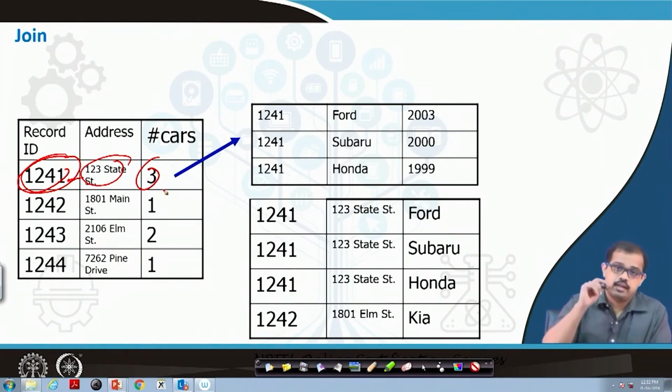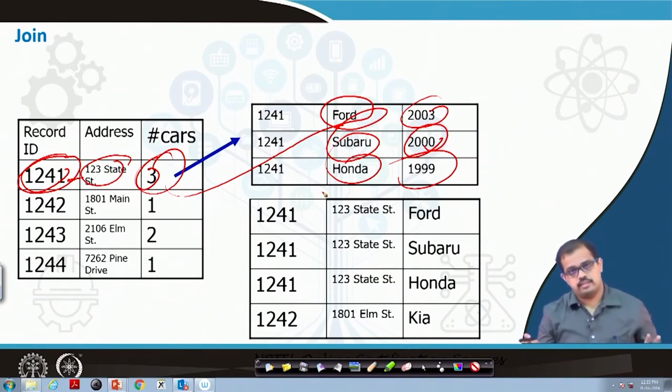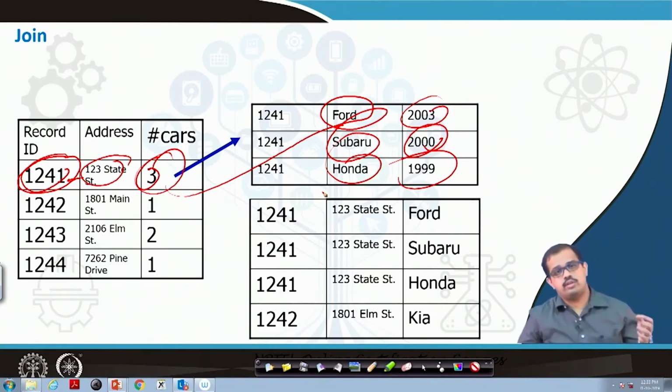Now if a person wants to know which cars he has, from which company, and when he bought them, probably using this particular record ID he or she can access the number of cars, the car brands, and when he or she bought this particular car, right. So now if I have to represent, for example, I make a query saying 3 cars of 1241 address and the date of buying.